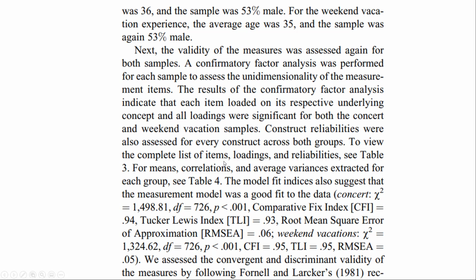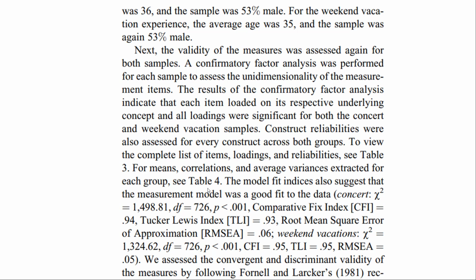To view the complete list of items, loadings, reliabilities, see Table 3. And then I'll give you an example of what that table should look like. Right? And if people want more than just that, some reviewers really want to get into the nuts and bolts of the discriminant validity and convergent validity of your CFA. You can give them the means, correlations, and average variance extracted for each group. See Table 4. So you can put up a separate table and put that information in there without bogging down the text.